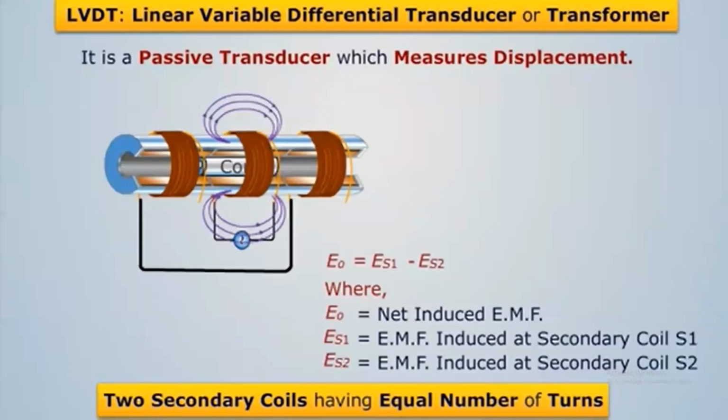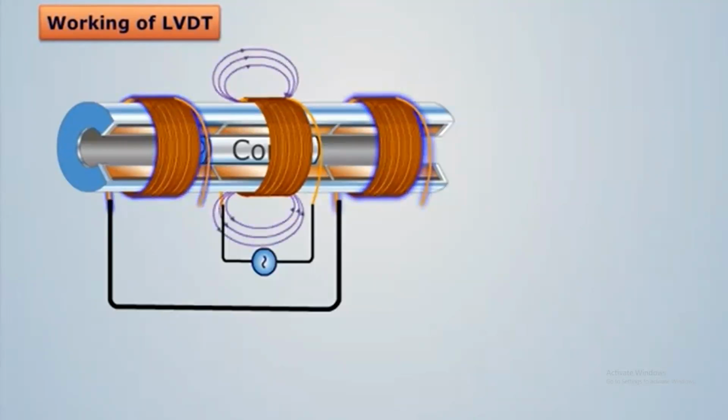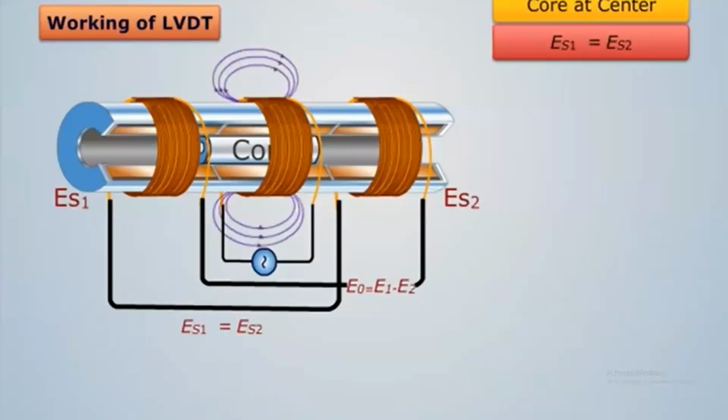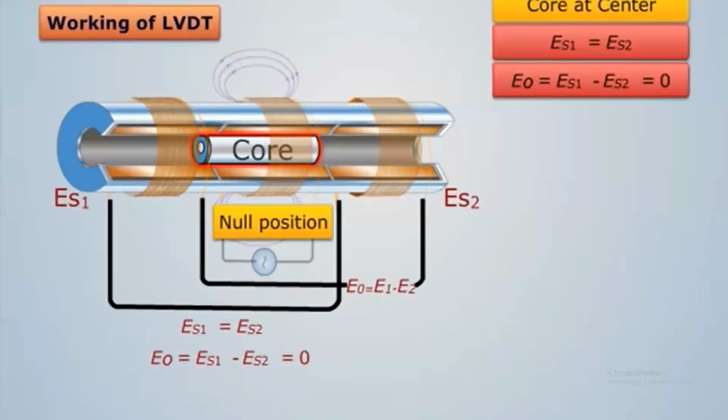Position of this core with respect to the two secondary coils will affect the magnetic coupling between the primary and two secondary coils. Let's now understand how this LVDT works. We see that when an AC source is activated, alternating current starts flowing through the coil, due to which varying magnetic field is produced. Now when this varying magnetic field interacts with the secondary coil, an EMF is induced in the two secondary coils. We see that initially the core is placed in such a position that equal EMF gets induced in both the coils, due to which the net EMF of the two secondary coils becomes 0. This position of the core is known as null position.